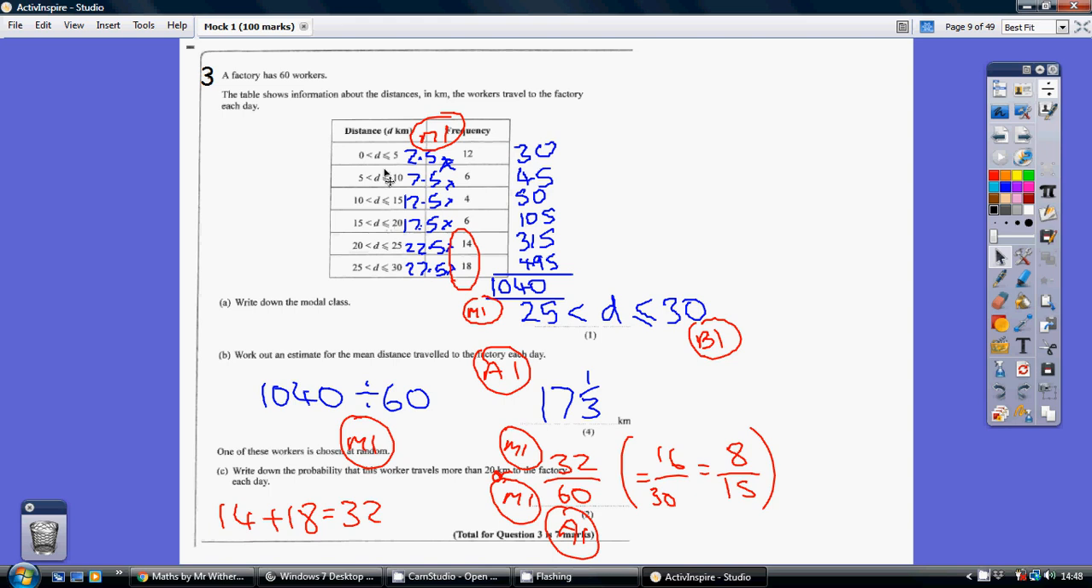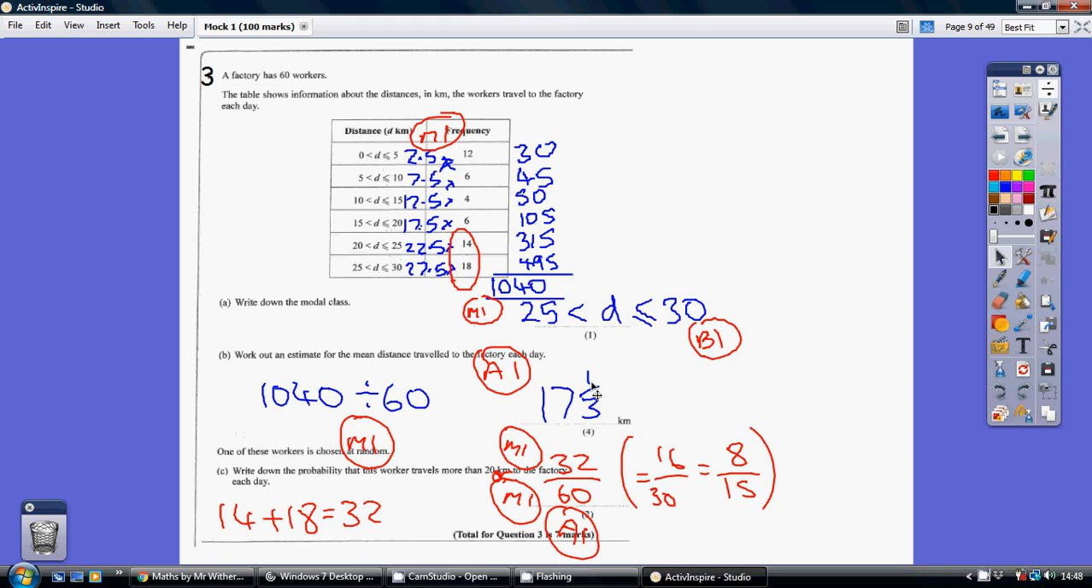Okay, do not just forget what you're doing and divide by the number of rows. That's garbage. So we've got 60 workers, or let's say we hadn't been given how many workers there were. You could have added up the frequencies. That will also come to 60, because that's the number of workers. So 1040 divided by 60 is 17 1/3.